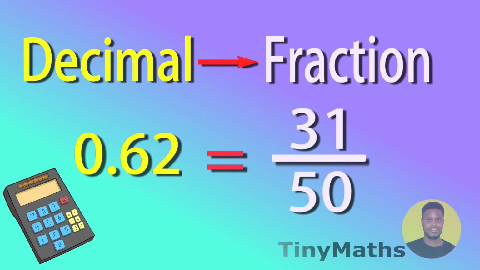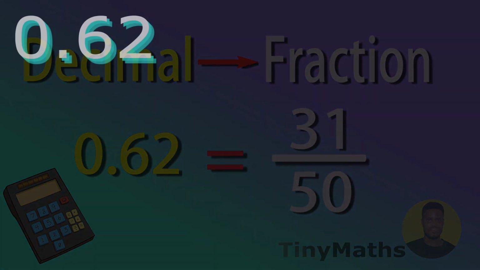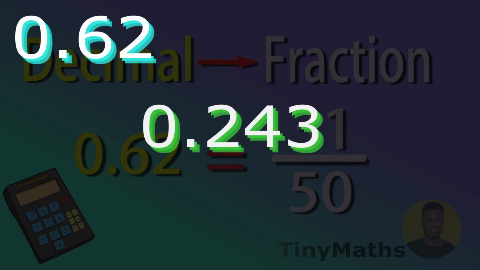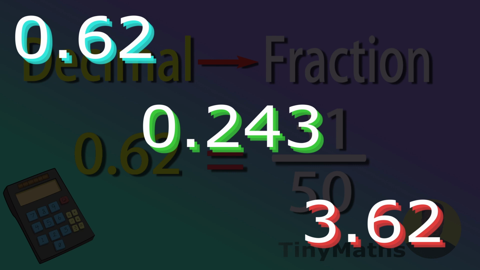In today's lesson, you'll be learning how to convert decimals into fractions. It's a 5-step process which, once you've learned it, will make converting decimals to fractions quite straightforward. In the lesson, we'll be converting three numbers, 0.62, 0.243 and 3.62. Let's jump in with our first example.